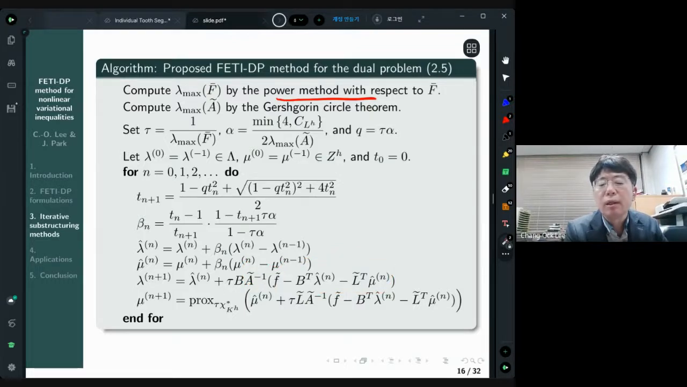So this is the Lagrange multiplier on the interface and for the constraint, and at each step you need to solve subdomain problems. And here also you need to solve subdomain problems and take the proximal operator. Since this proximal operator has a closed form, you can easily compute this part. So this is our proposed PTDP method for the nonlinear variational inequality.